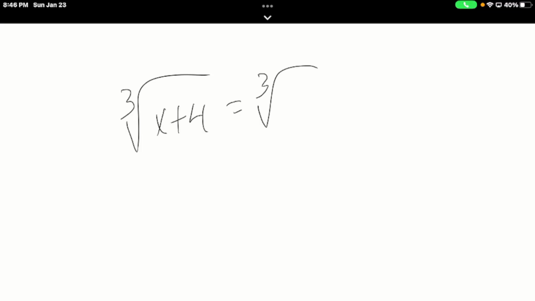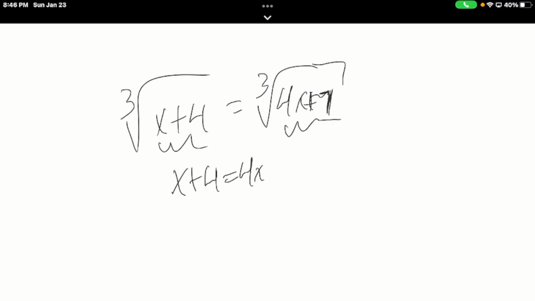Okay, last one is actually really, really easy. The cube root of x plus 4 equals the cube root of 4x plus 7. Okay, similar to the quadratic, I've got 2 cube roots on both sides. There's nothing else outside of them. I'm just going to set the insides equal to each other. So x plus 4 equals 4x plus 7.